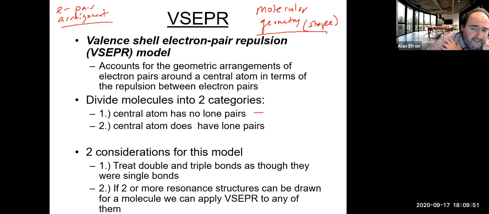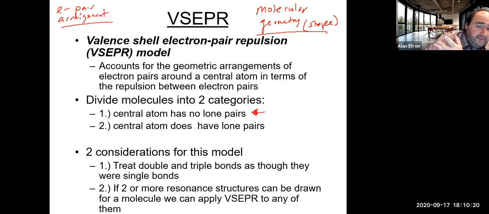The first one is when you draw your Lewis structure of a molecule, and the central atom does not have any lone pairs or non-bonding electrons. So basically, you drew your Lewis structure and there are no dots around the central atom. No dots around the central atom means there are no non-bonding electrons or lone pairs present. And that's one type of category that we deal with in terms of geometry.